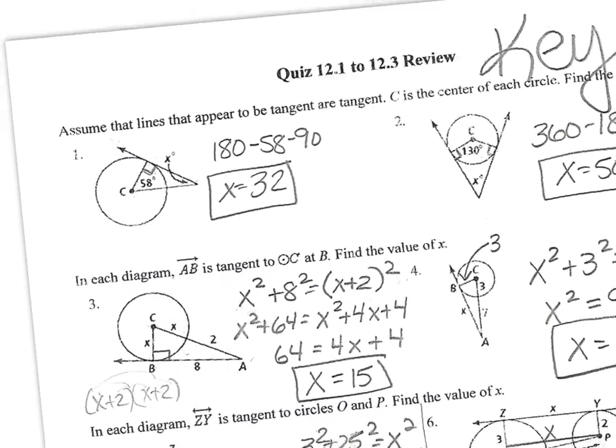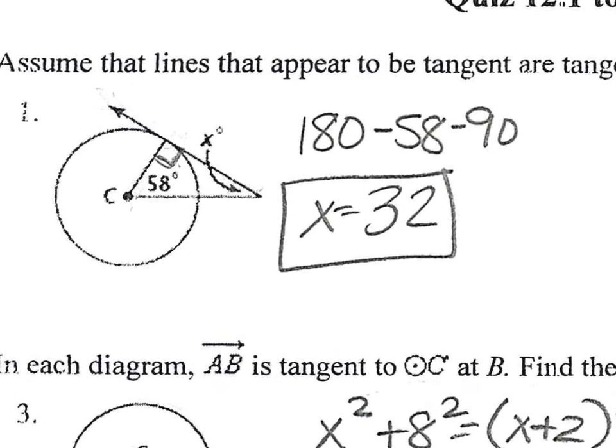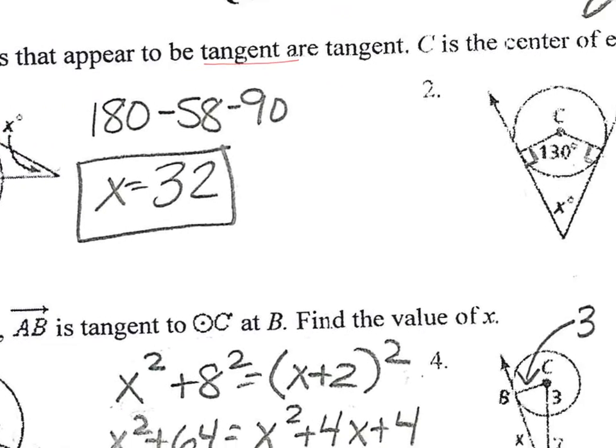Okay, for the first one, what you want to do is, we know that these are tangent lines, so you have to remember that when tangents intersect a circle, they make a 90-degree angle with the radius. So put your degree measure in as 90, and then you could do 180 minus 58 and 90.